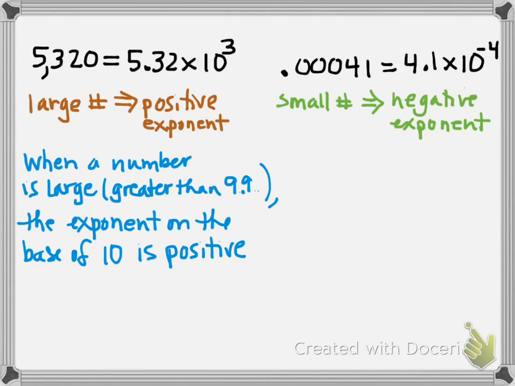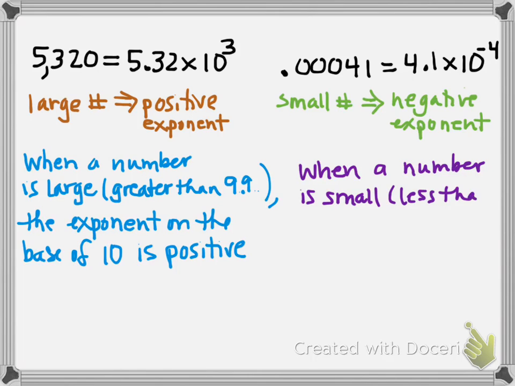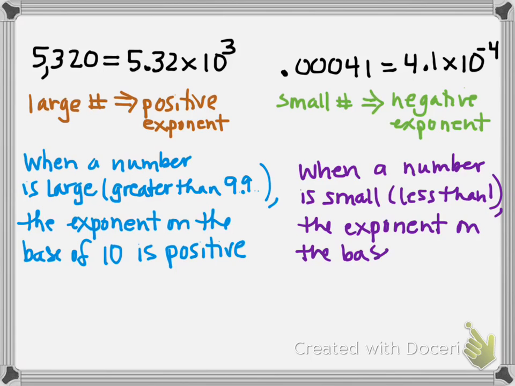So here, when a number is small, less than 1, the exponent on the base of 10 is negative. Okay, so when we start with big numbers, we end with a positive exponent. When we start with small numbers, we end with a negative exponent.